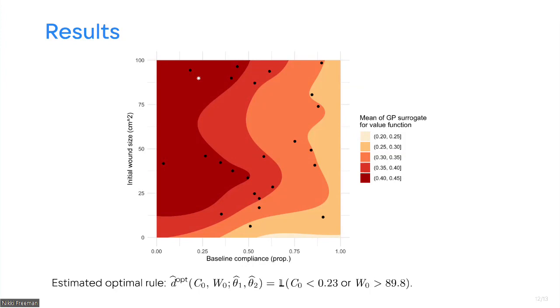And so in the picture, this looks a lot like those simulation ones I showed you a second ago. We have baseline compliance on the bottom and initial wound size on the vertical axis. The white star is the optimal treatment rule. So what's written there at the bottom corresponds to those parameters. The color corresponds to the surface of the Gaussian process regression that we did. So this is giving us the estimated value across all of the different baseline compliance and initial wound size combinations.